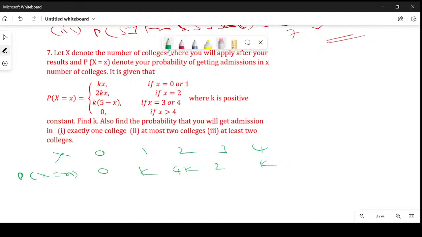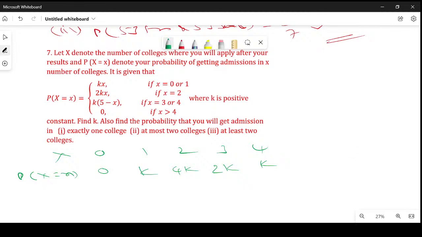Just observe here what I am doing. Just make the table. Look into the given information. We can make the table, right? So 3 means 5 minus 3, 2k. We have the table. This is the table from the given information.